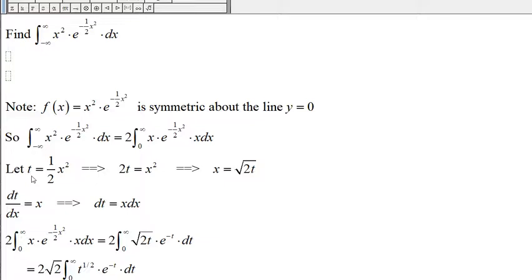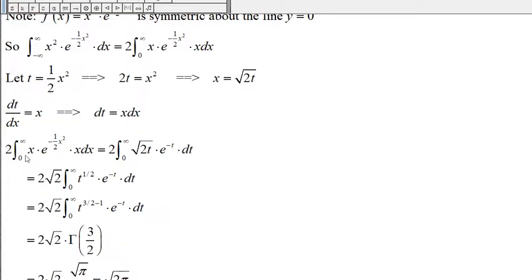Now let t be 1 half x squared. So, multiplying both sides by 2, 2t is equal to x squared. Now take the square root of both sides: x is the square root of 2t. And so dt/dx will be 1 half times 2x, which is x. And so we have dt is equal to x dx.